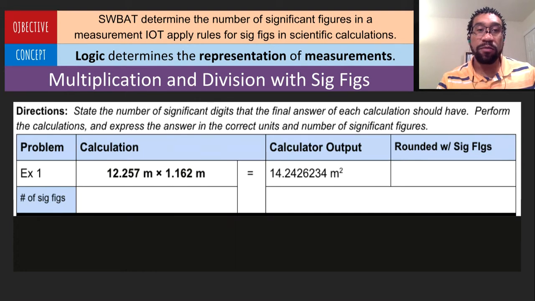So let's begin. Here's our first example. We have 12.257 meters times 1.162 meters. And so our first step is to count the number of sig figs in each measurement. If we do that, we're going to get 5 sig figs in the first measurement and then 3 sig figs in the second measurement. Which one? I'm sorry, not 3, 4, excuse me. Let me actually pull up my notes when I'm doing this. All right. So 5 sig figs in the first measurement, 4 in the second. Which one has the least number of sig figs, or what's our least number? It's 4.